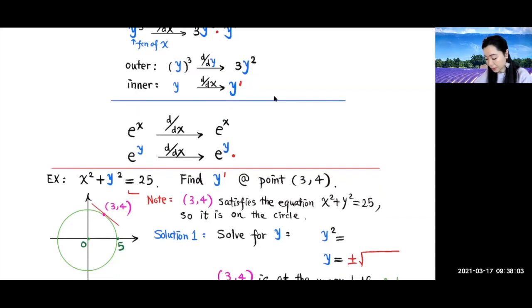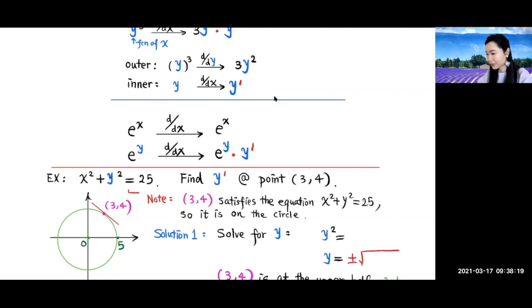Okay, so by the chain rule, we have to multiply this by the derivative of this inner function, which is y prime. So times y prime. So we practiced on this. Now you guys will be ready to move on to this new topic.